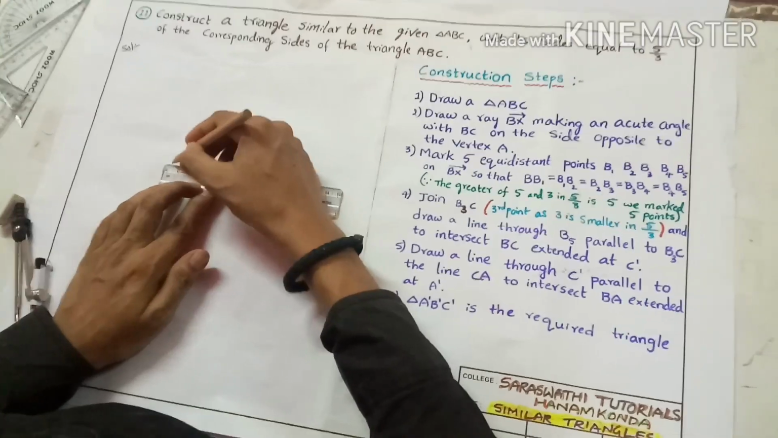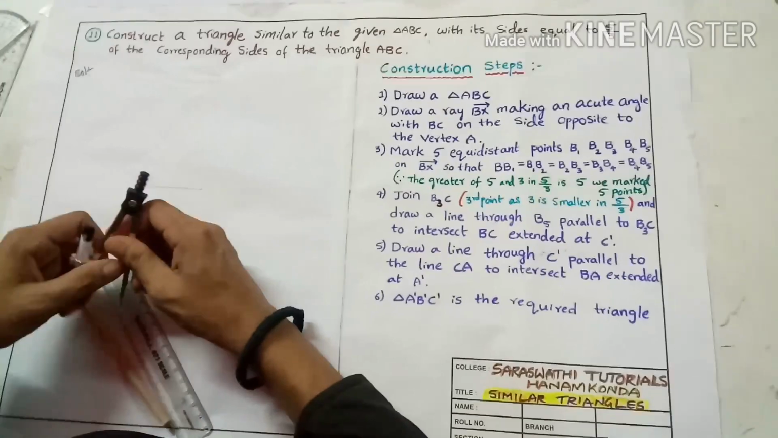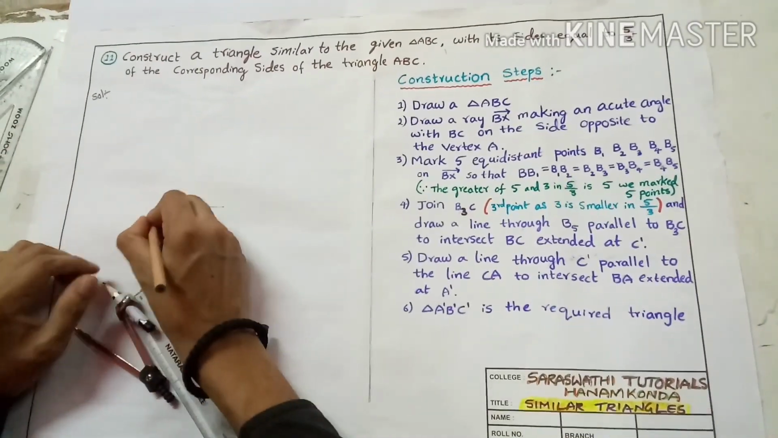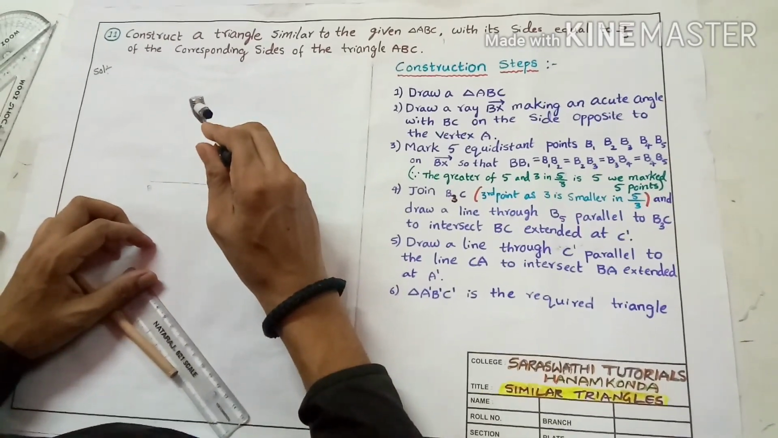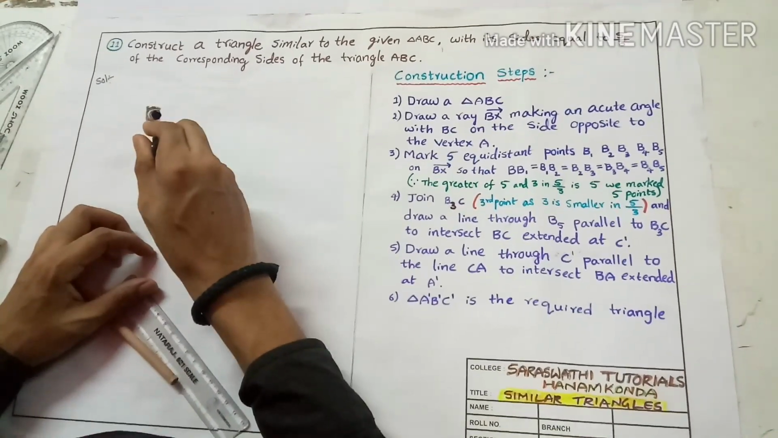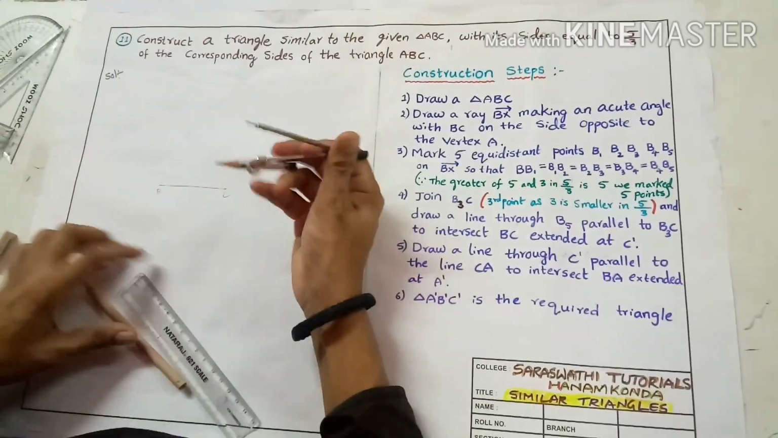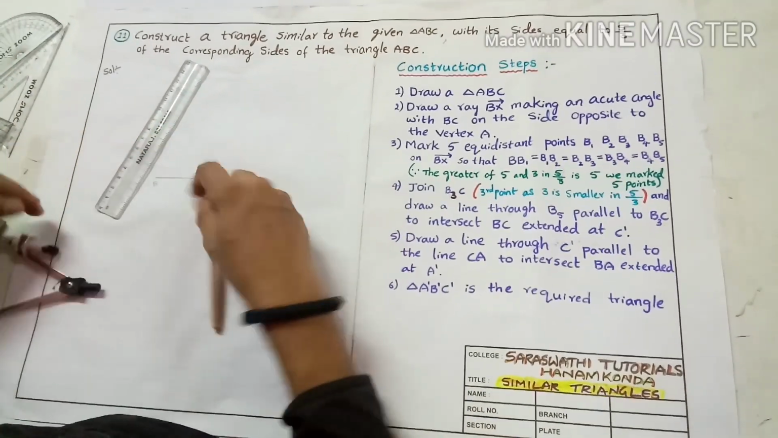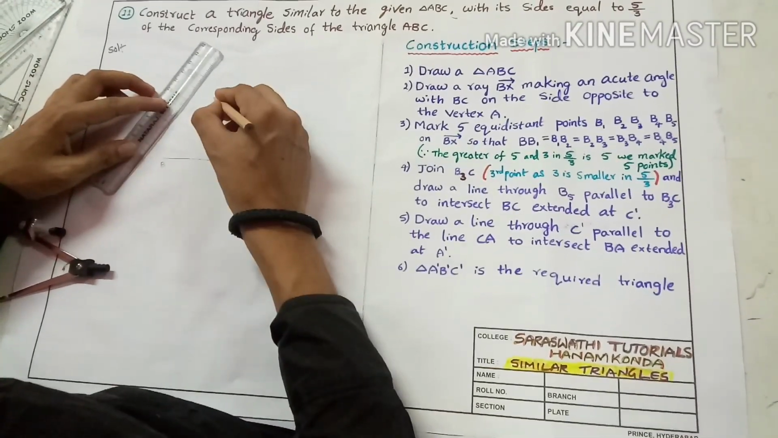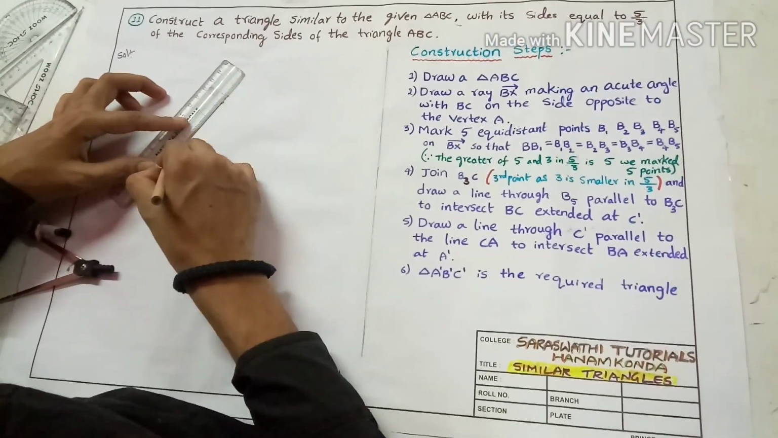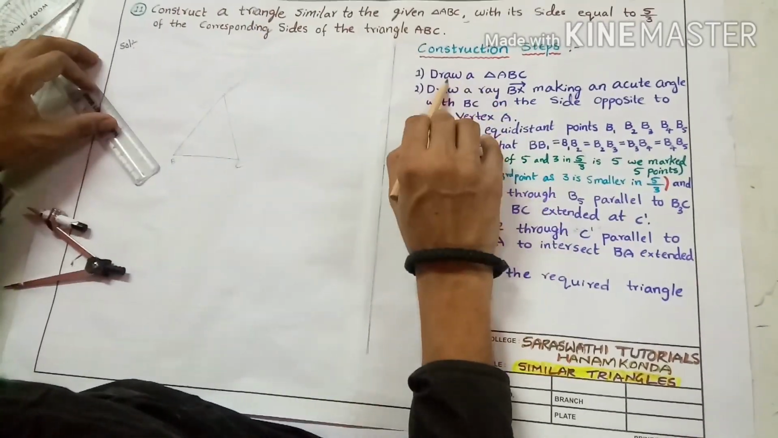So first draw the triangle ABC of any dimensions. Let us take this segment BC. From C we draw one arc, and from B also with some length greater than this length. Now mark this point as A. Now join AB and AC. So we have drawn a triangle ABC.